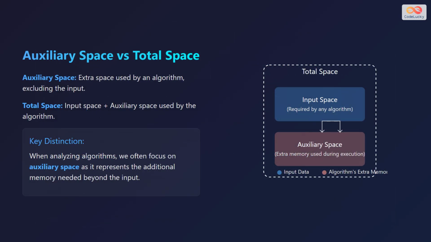It's important to differentiate between auxiliary space and total space. Auxiliary space refers to the extra space used by an algorithm, excluding the input space. On the other hand, total space is the sum of the input space and the auxiliary space used by the algorithm. When analyzing algorithms, we often focus on auxiliary space, because it represents the additional memory needed beyond the input itself. Total space consists of input space and auxiliary space. Input space is required by any algorithm. Auxiliary space is the extra memory used during execution.